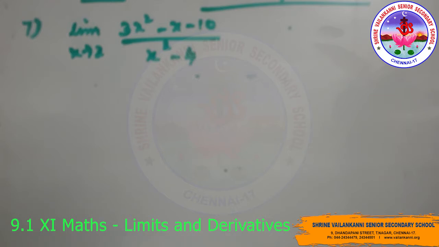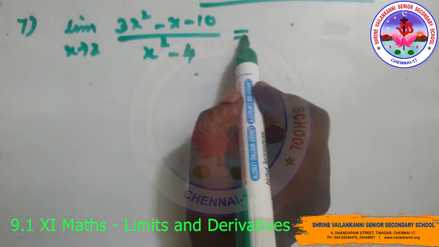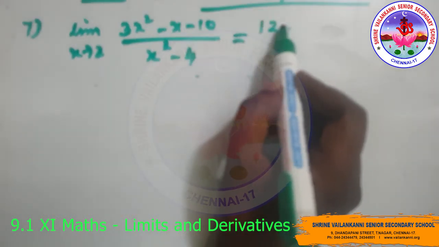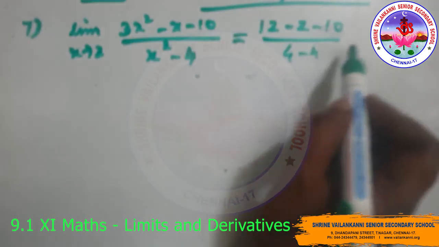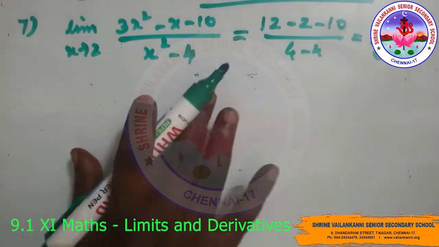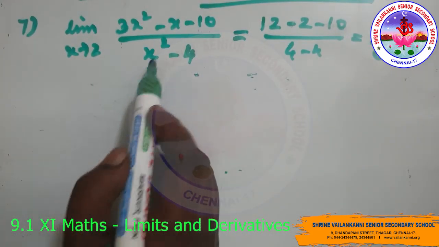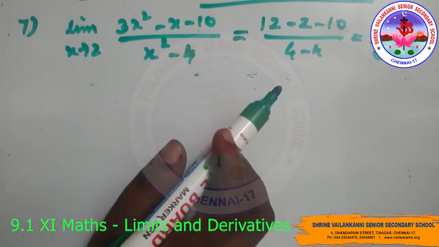Seventh question, limit x tends to 2, 3x square minus x minus 10 by x square minus 4. At x equal to 2, when we substitute this, we get 12 minus 2 minus 10 by 4 minus 4, which is in the form of 0 by 0. So I am changing this limit by factorizing the numerator and using the identity in the denominator.